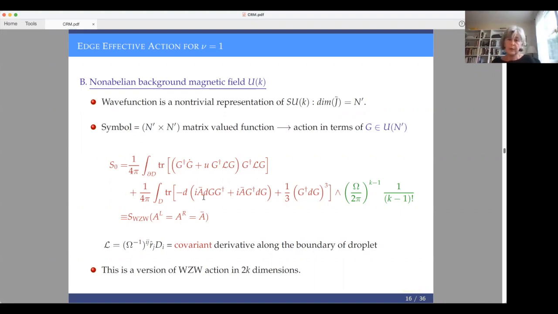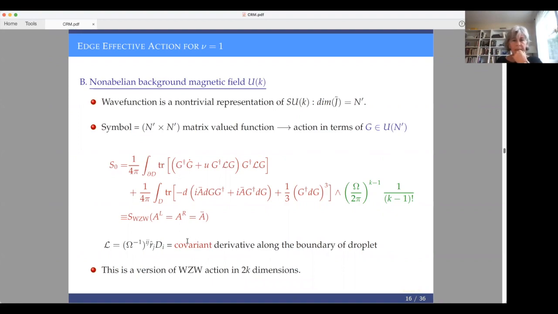Okay, now let me say a few things about that. If one neglects this term, which is in green, the rest of it looks like a two-dimensional Wess-Zumino action. Of course, because we are in higher dimensions, this is a three-form, and the manifold is 2k-dimensional, so we have to supplement it with appropriate powers of the Kähler form. So this is essentially a version of the Wess-Zumino-Witten action in 2k dimensions. And this derivative is just the covariant analog of the derivative we had before.